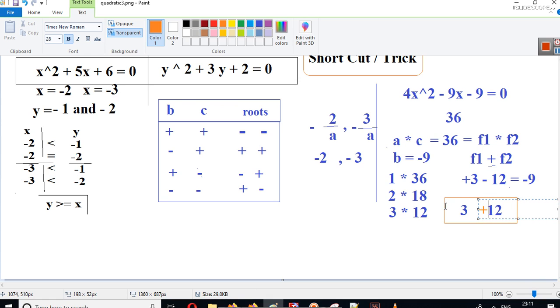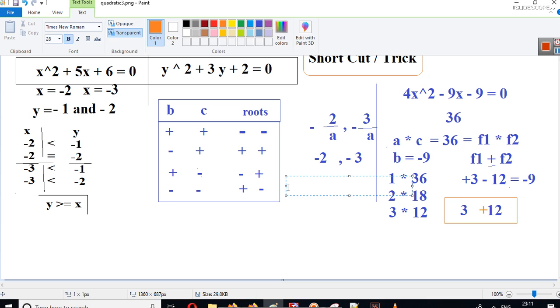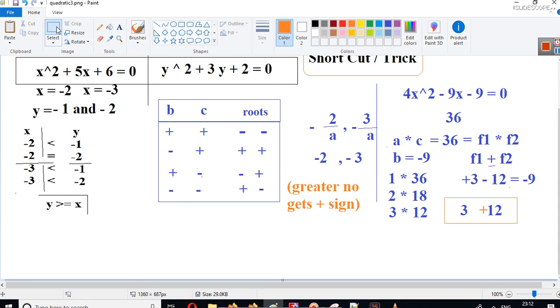And so 12 is greater than 3, that's why the positive sign will go to 12 in case of both negative. So I will write it here also: greater number gets plus sign, because roots will be positive and negative. So in this case roots will be positive and negative, but how can we decide?